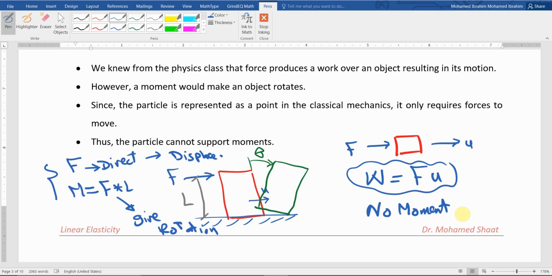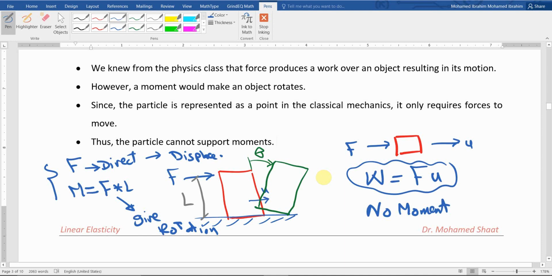In classical mechanics, we are assuming that the particle is a point. A point cannot rotate. So since there is no rotation, there is no moment. Or in other words, the particle cannot support any moments. The particle can only support forces because you're going to push it, right? So you don't have a particle in general.